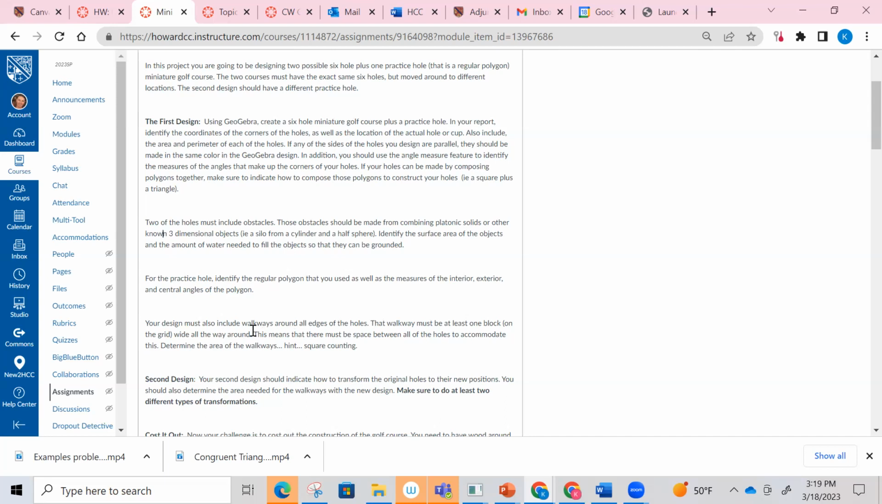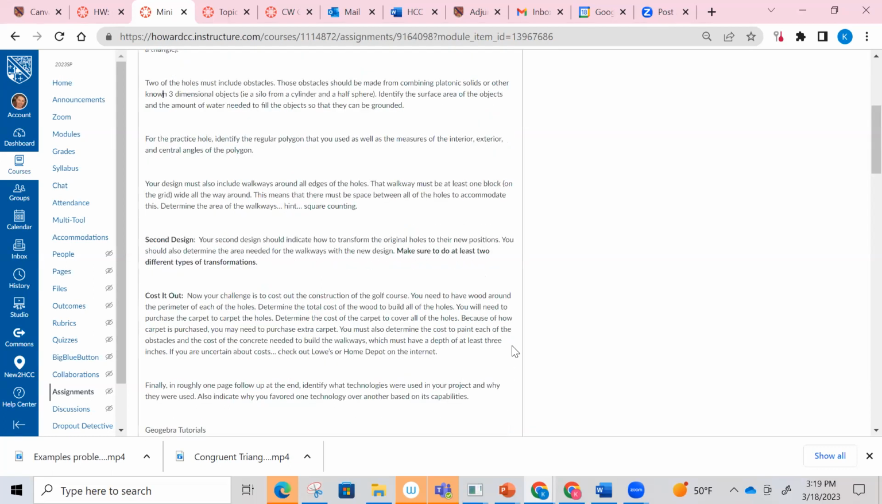Around each of your holes, you will have to have walkways around all the edges of the holes. The walkway must be at least 1 block on the grid wide, all the way around. This means there must be space between all your holes to accommodate this. So when you're making your holes, don't put them all directly next to each other. Leave at least 3 squares or so between each of your holes so that you can have the walkway. Determine the area of the walkways, and it says hint, square counting. Again, we'll talk about area in unit 3.